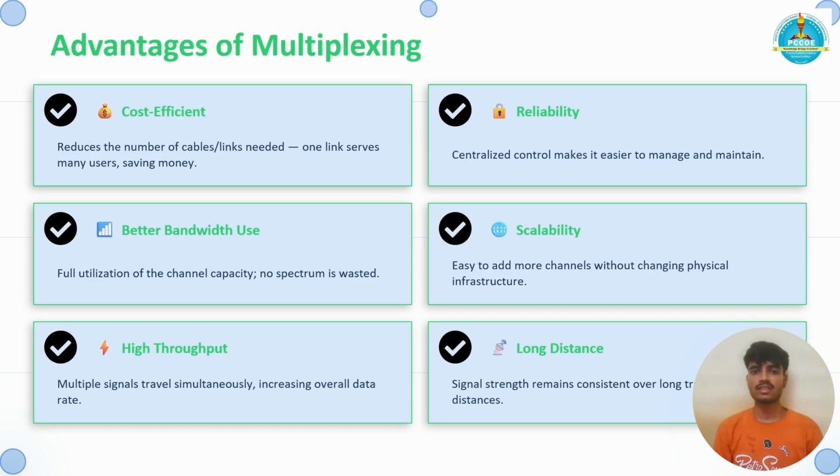Now let us discuss the advantages of multiplexing. The first advantage is cost efficiency. Since multiple users share one communication channel, fewer cables and devices are needed. The second advantage is better bandwidth utilization because the communication channel is fully used. Another advantage is high throughput because multiple signals travel simultaneously. Multiplexing also improves scalability because more users can be added easily. Finally, it supports efficient long distance communication.